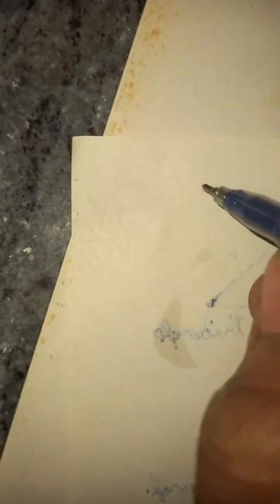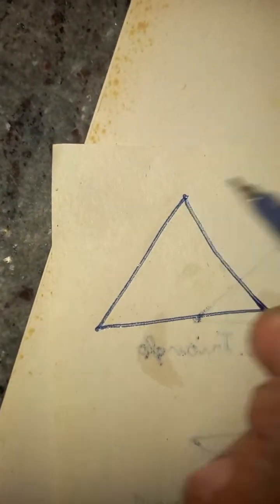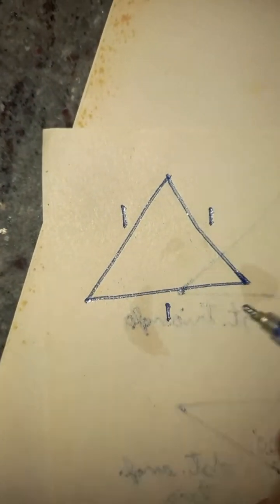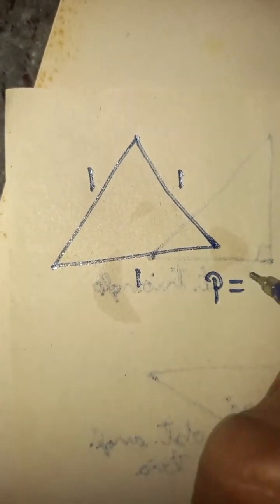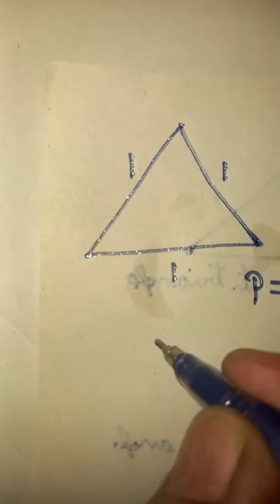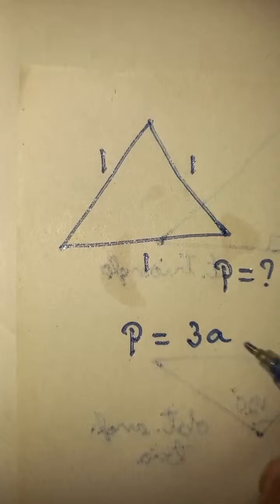Let's see how to find the area and perimeter of an equilateral triangle. If you take an equilateral triangle, all sides are equal. First, let's find the perimeter of the equilateral triangle. The perimeter of an equilateral triangle can be written as 3 times the side length.